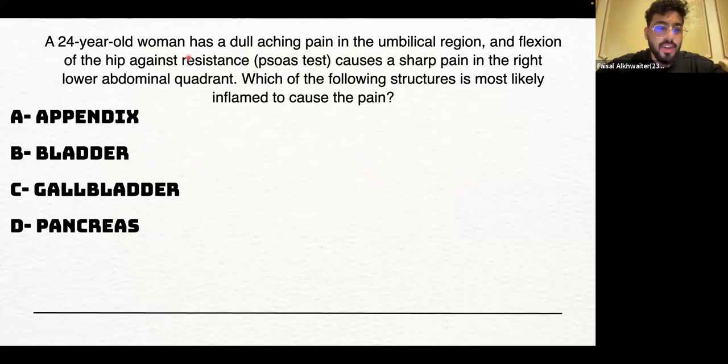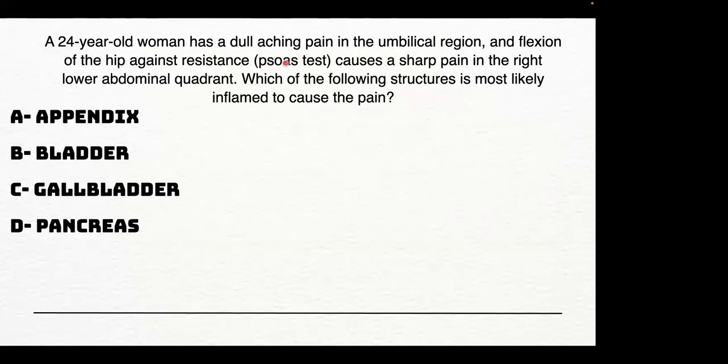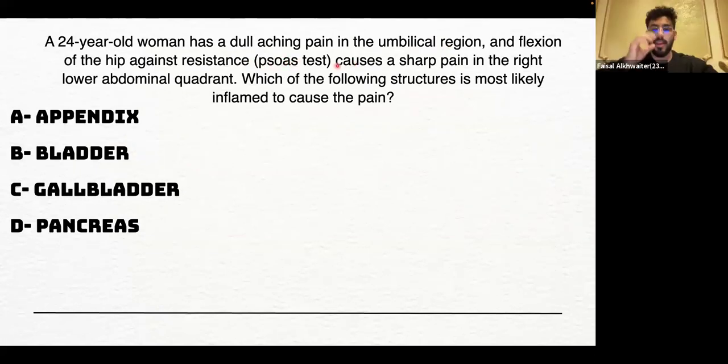A 24-year-old woman has a dull aching pain in the umbilical region and flexion of the hip against resistance. Do you guys know the psoas test? No. So there's this test. I'm going to show you how in the next slide. This test is used to detect something. I'm skipping. Do you guys know what the answer is for this question?